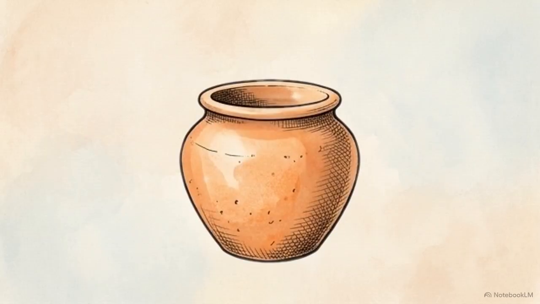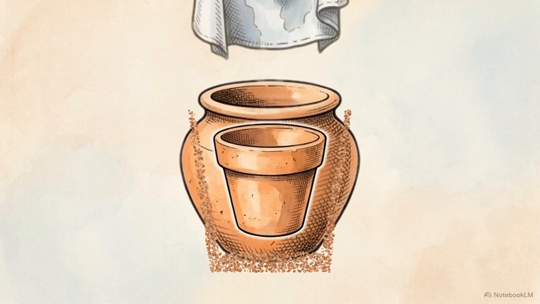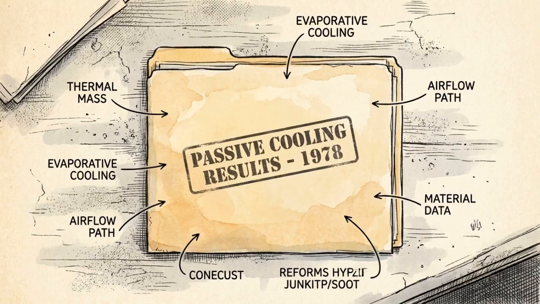This cross-sectional schematic shows the exact setup Fenton used. He placed a small clay pot inside a larger one and packed the gap between them with saturated sand, covering the top with a moist cotton cloth. Fenton documented the results and submitted them to his director.